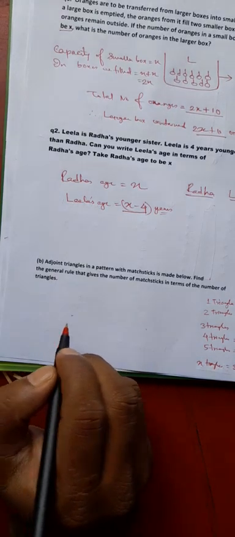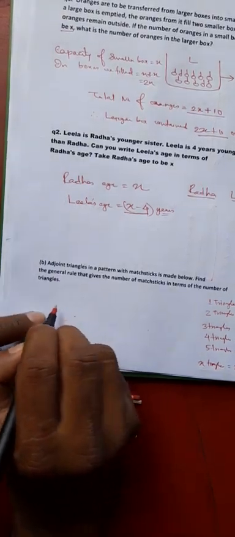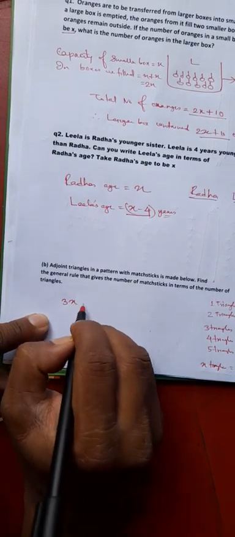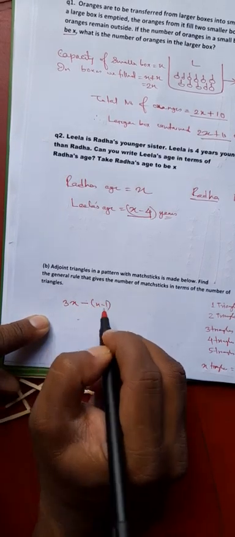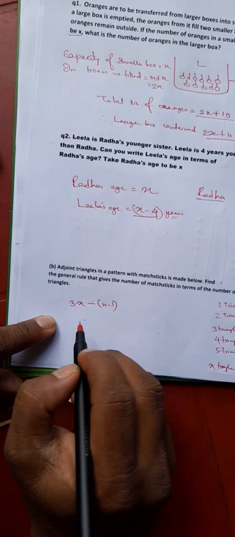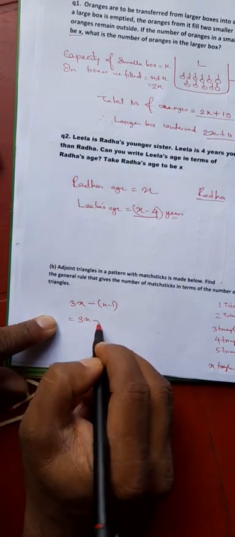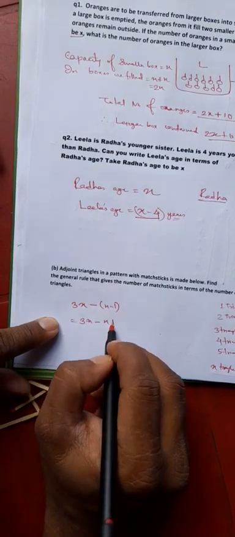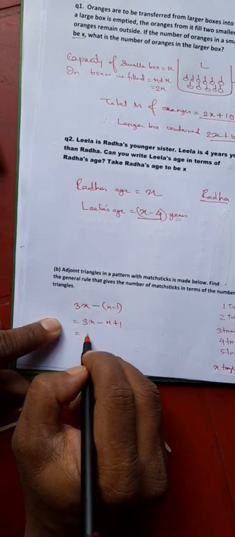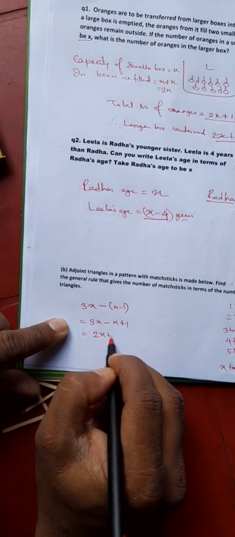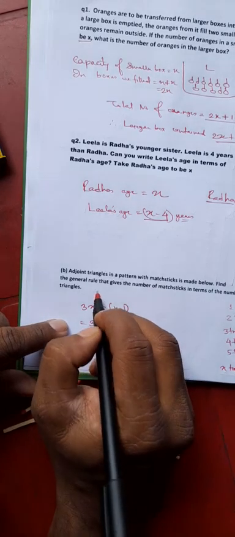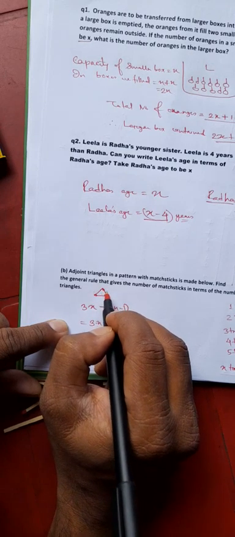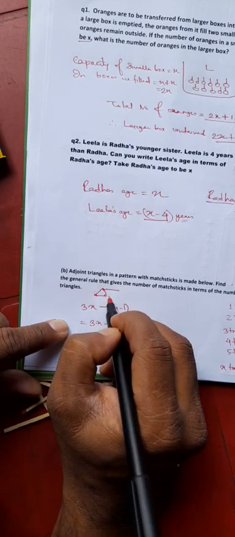So we find that for x number of triangles, you find that 3 multiplied by x minus (x minus 1). You will replace this number of sticks. That means you got 3x minus x. Then the additive inverse of minus 1 is plus 1. So you find that 2x plus 1. So this matchstick pattern, these adjoint triangles, right?